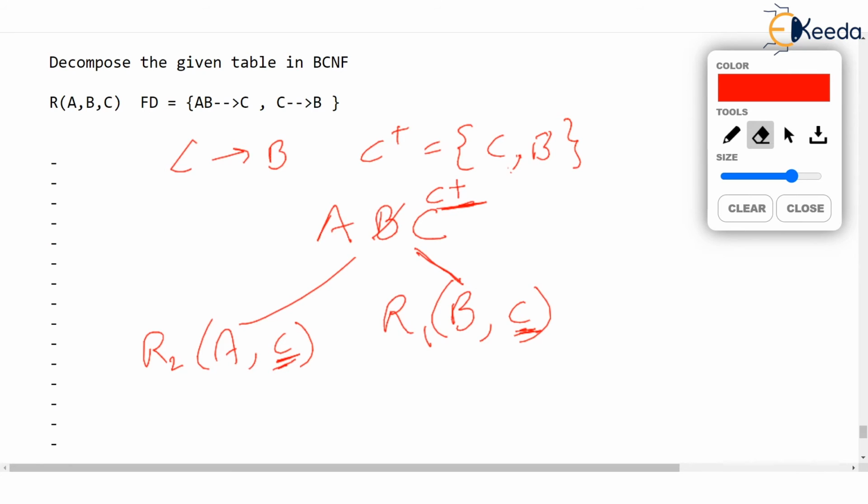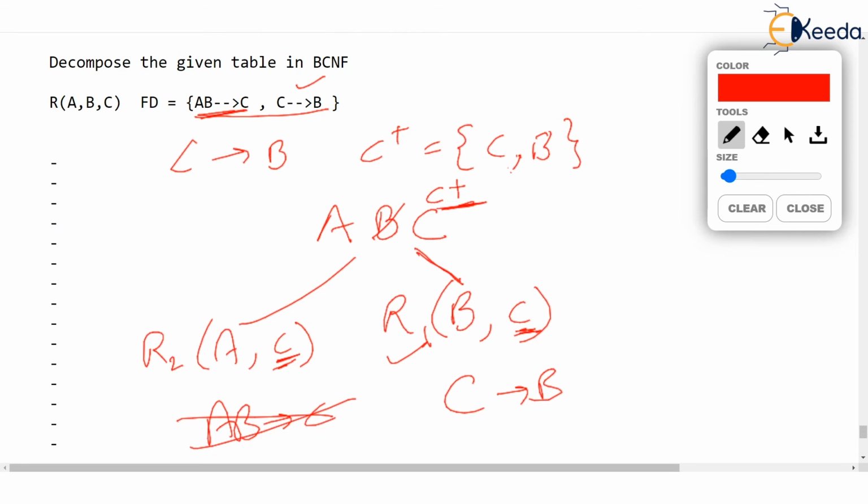And is this dependency preserving? Now, out of the two dependencies, C determines B is followed by R1, correct? So this C determines B is preserved, but there is no way, check it out. AB determines C. This dependency is lost. It cannot be satisfied by R2 because B is missing here, and AB determines C cannot be satisfied by R1 because A is missing here. So although this decomposition is lossless, it is not FD preserving.